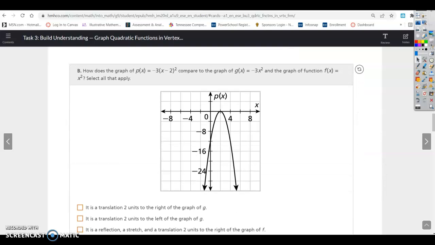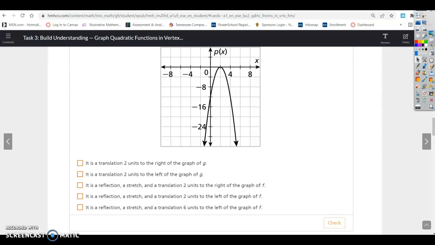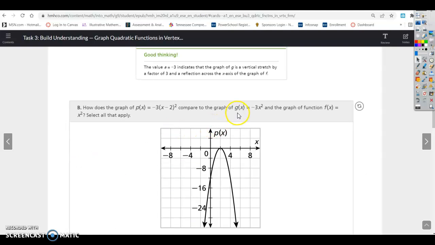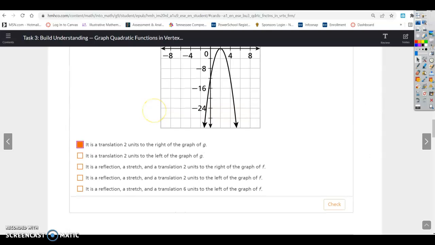All right, how does the graph of p of x equals negative 3 times x minus 2 squared compare to the graph of g of x equals negative 3x squared and the graph of f of x, which is x squared? Select all that apply. You can see from this function to this function, all they did was add the -2. Remember, that shifts the graph 2 units to the right. So it says it is a translation 2 units to the right of the graph of g. Okay, so that is true. So from g to p, we shift it 2.